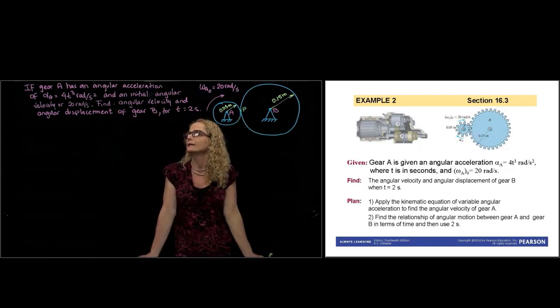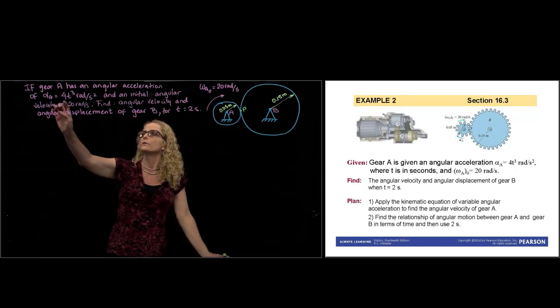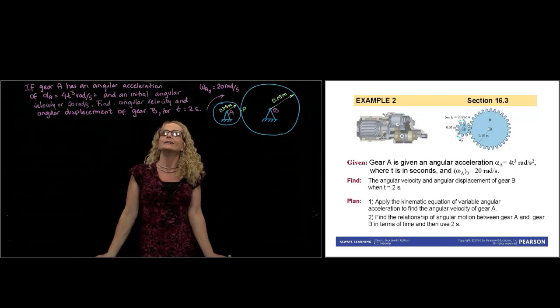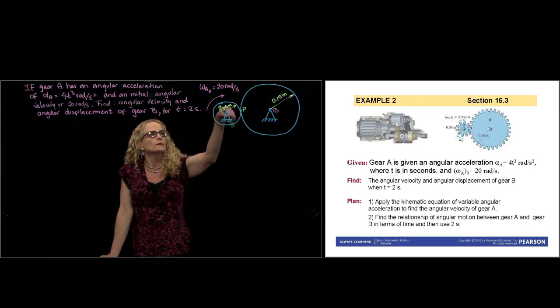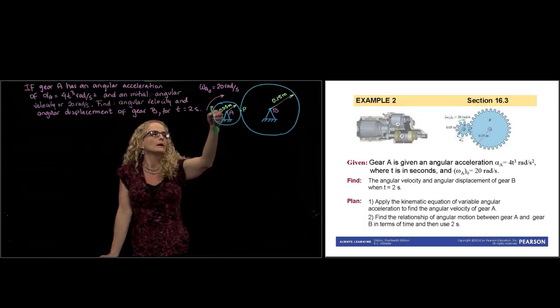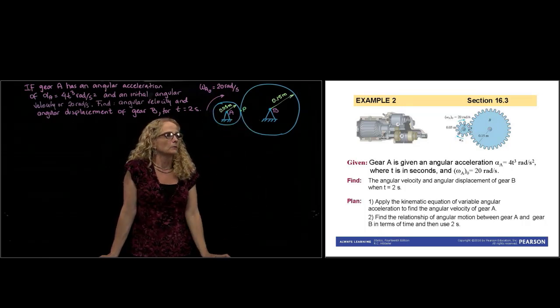We are given that gear A has an angular acceleration of alpha A equals 4t cubed radians per second squared and an initial angular velocity of 20 radians per second. We are being asked to find the angular velocity and angular displacement of gear B. So given data from gear A, we want to find data from gear B.